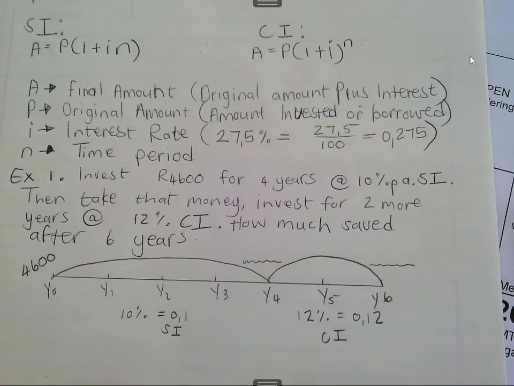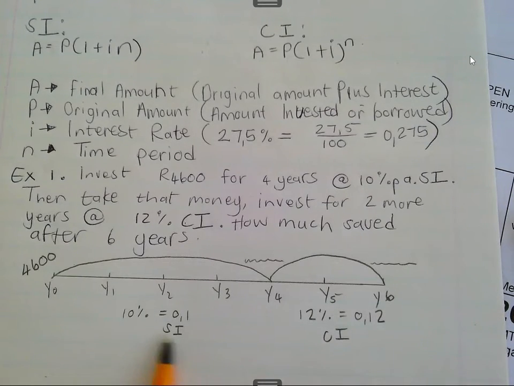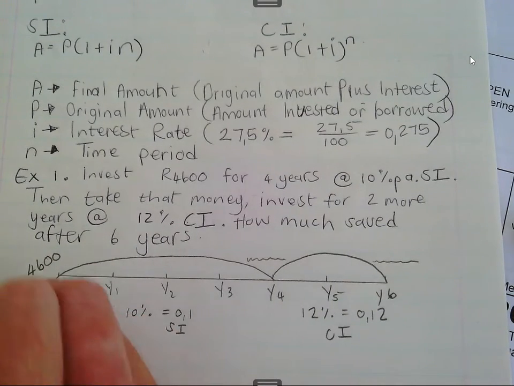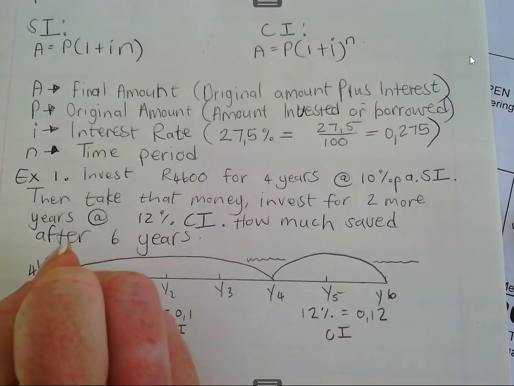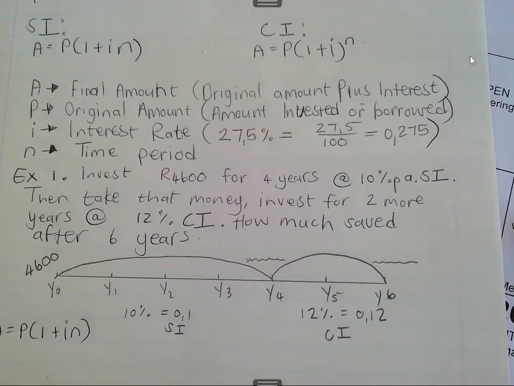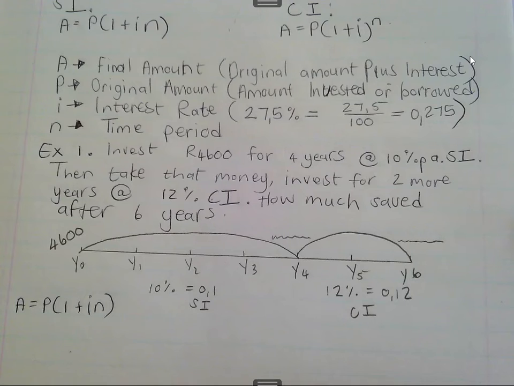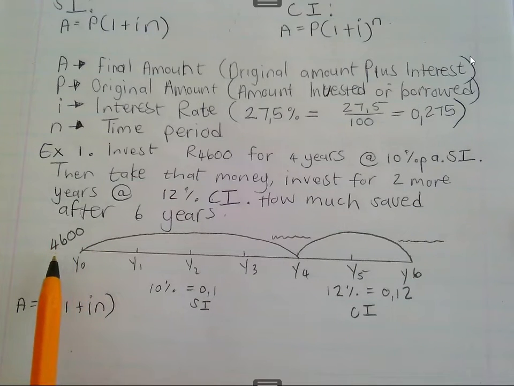Okay, so when I do this one, consecutive, I'm starting with 4,600 Rand. It is invested originally at simple interest. So I'm going to use the simple interest formula, which is A equal to P bracket 1 plus IN. Now what can also happen at some times, and it's also going to happen in the work that you're going to do, sometimes they can give you the original amount like they did here. They're telling you the starting amount, and then you're going to calculate the final amount.